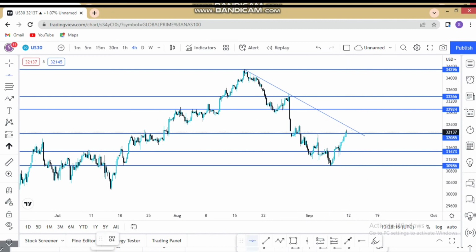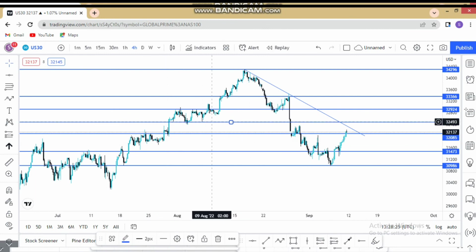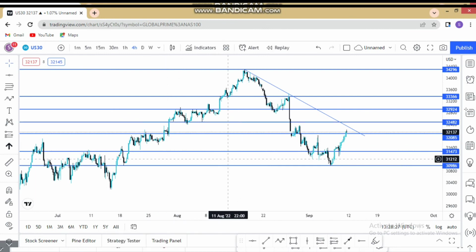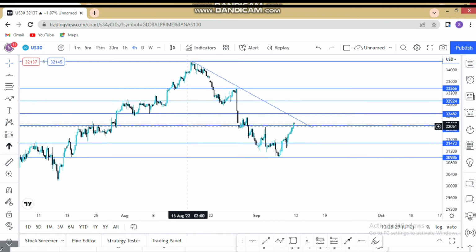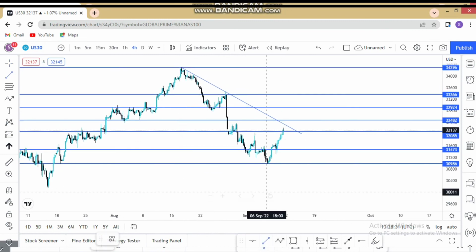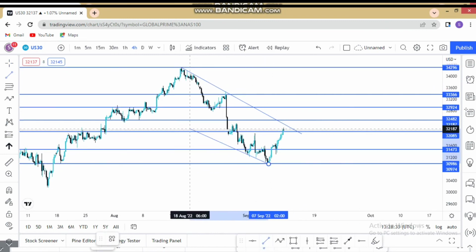As you can see how USD is deciding to move, I want this zone. I want to cater for this zone, as I can see that it can give us something. So let's just put this trend line there.